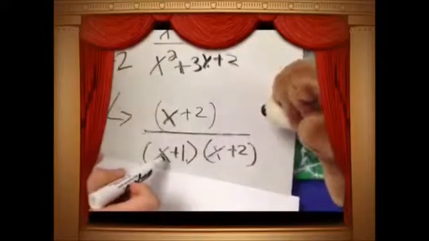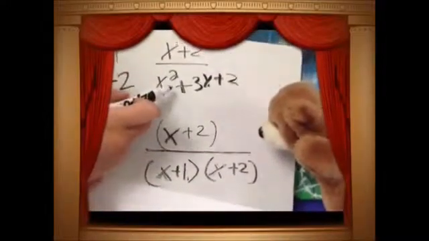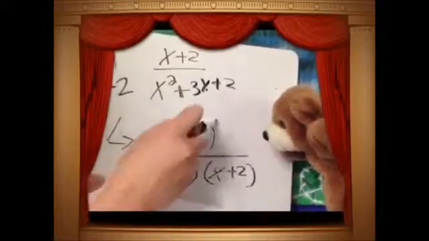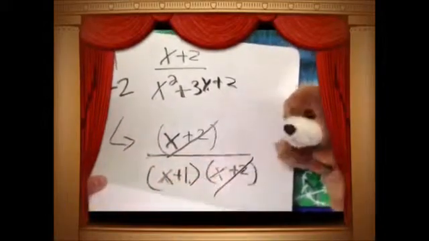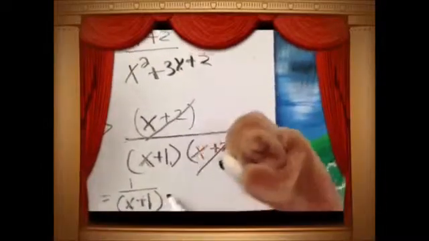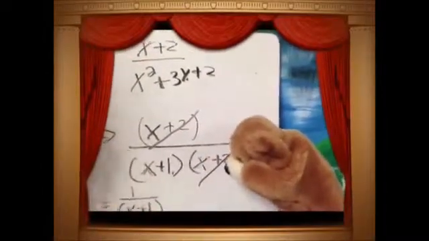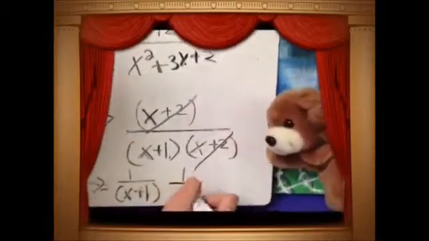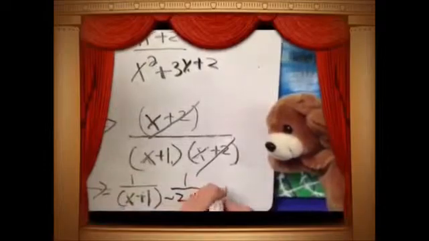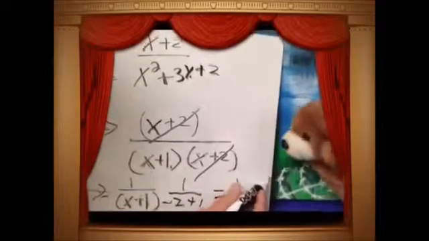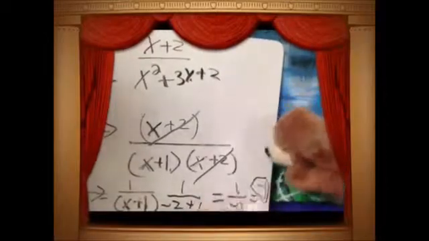This is just a rewrite of the function. x squared plus 3x plus 2 simplifies to x plus 1 times x plus 2. Here you see that x plus 2 over x plus 2 cancels out, and then you have 1 over x plus 1. Here you can plug in negative 2 in this equation, then you will have 1 over negative 2 plus 1, which is 1 over negative 1, which is negative 1. This will be your limit.